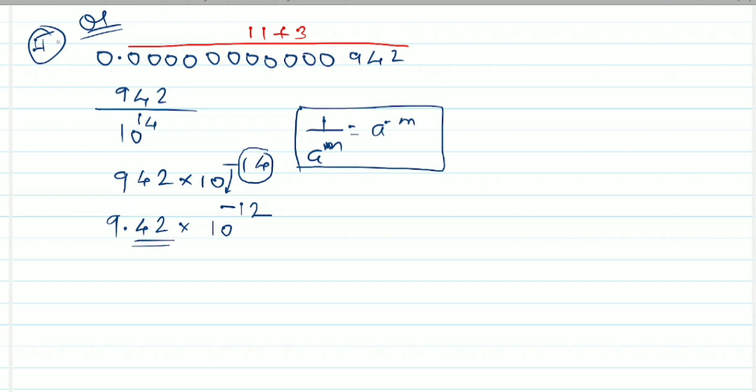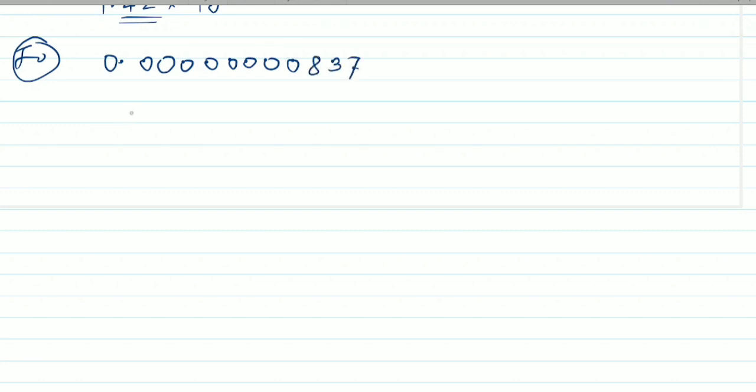Let's do the next question of it also. It's question number 4. So question number 4 is 0 point, there are 8 zeros after the decimal point, 3, 4, 5, 6, 7, 8 and the number is 837. So I write this as 837 divided by how many digits are there in all? 8 zeros plus 3 digits. So that is 11 digits, 10 raised to 11.